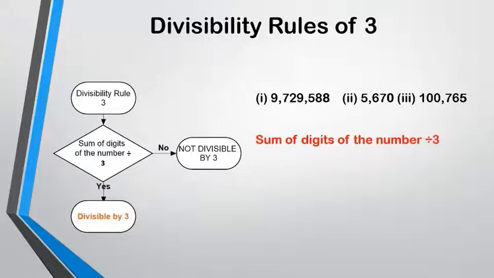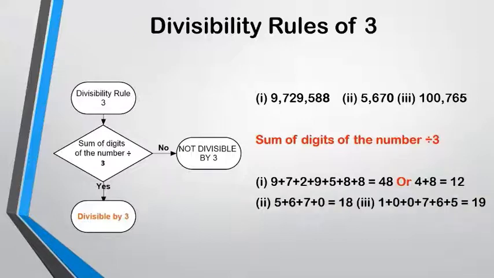First, we already know the divisibility rule of 3. So let's start. 9 plus 7 plus 2 plus 9 plus 5 plus 8 plus 8 is equal to 48. But if we still don't know if 48 is divisible by 3, we can again add the digits 4 plus 8, which is equal to 12. And if you still have a doubt if 12 is divisible by 3, we can still add the digits 1 plus 2, which is equal to 3. And 3 is divisible by 3, of course. The first number is divisible by 3.